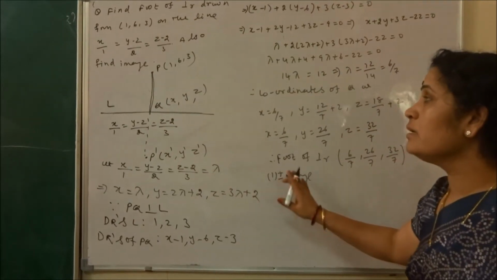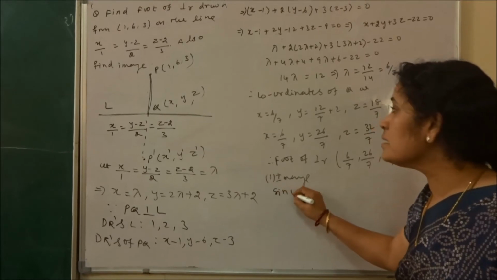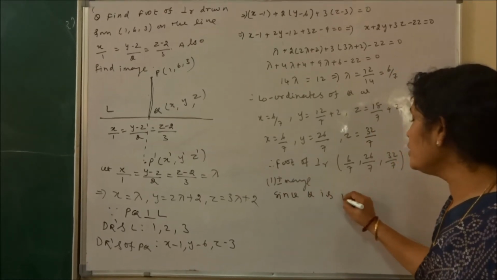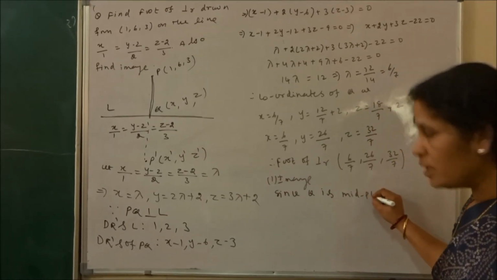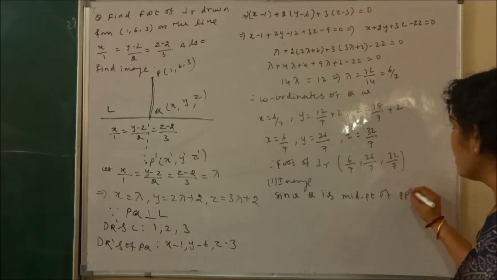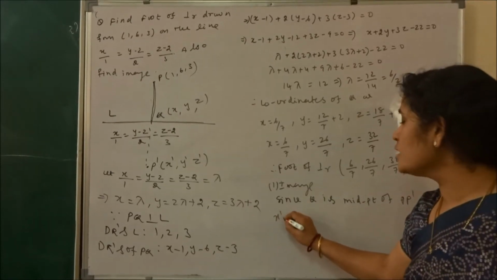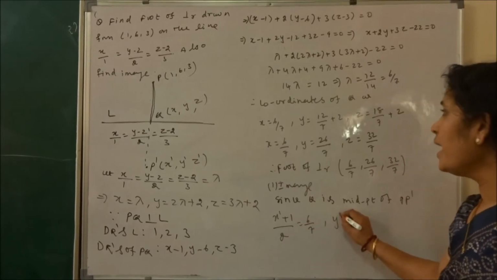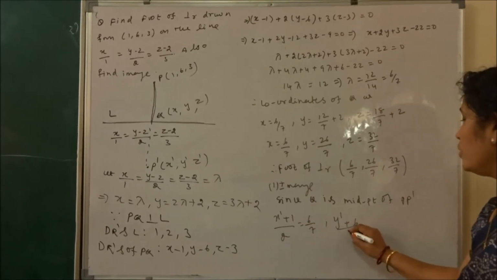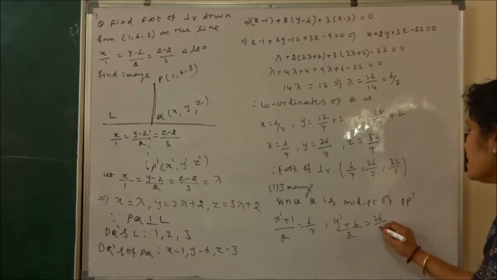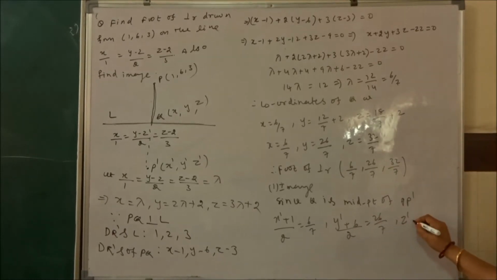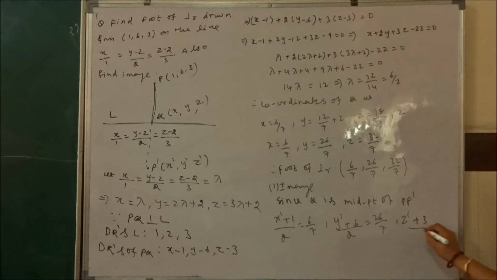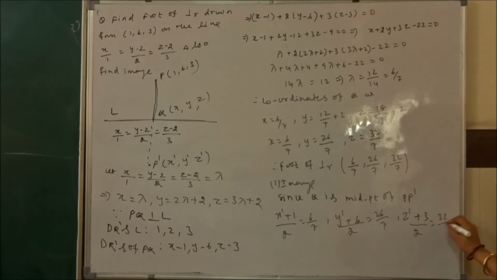Now here they are asking for the image. So now I am writing, since Q is the midpoint of PP dash, clear? So therefore (x dash plus 1) upon 2 equals 6 by 7, and (y dash plus 6) upon 2 equals 26 by 7, and (z dash plus 3) upon 2 equals 32 by 7.